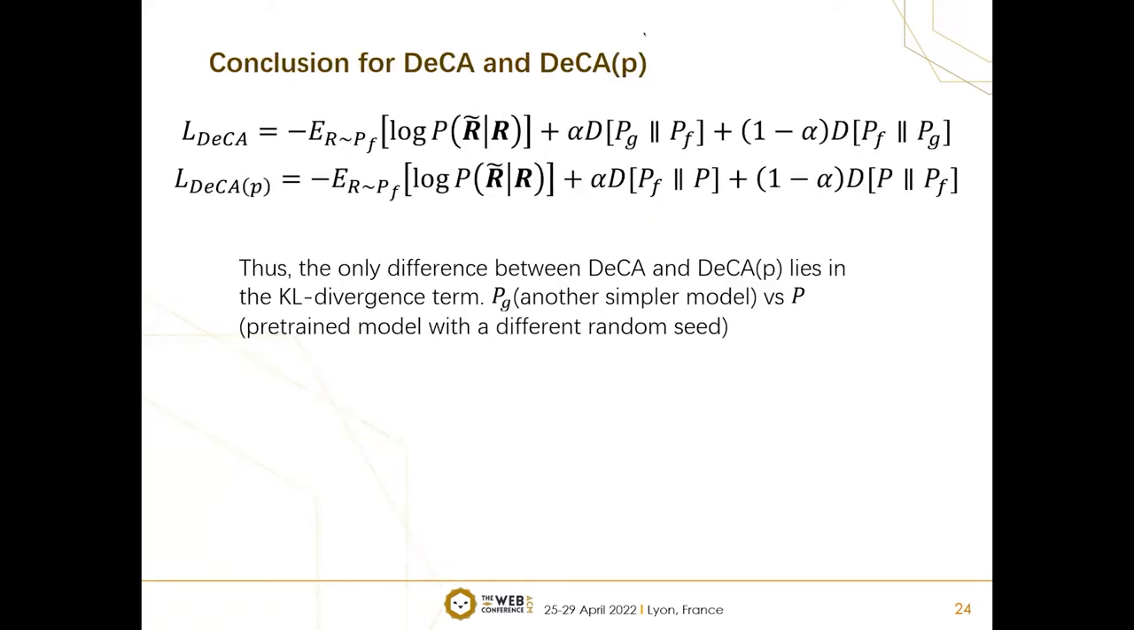We make a small conclusion here with the comparison of DeCA and DeCA-P compared with the objective in the previous slide. We only add the reverse KL divergence and the hyperparameter alpha to make the training process more stable. As you can see here, the only difference between DeCA and DeCA-P lies in the KL divergence term. In DeCA, PG is parameterized by another simpler model, which is MF in our implementation, which should model the same part as the distribution of the target model PF. Then in DeCA-P, we choose to use the pre-trained model with a different random seed to approximate the distribution PR.